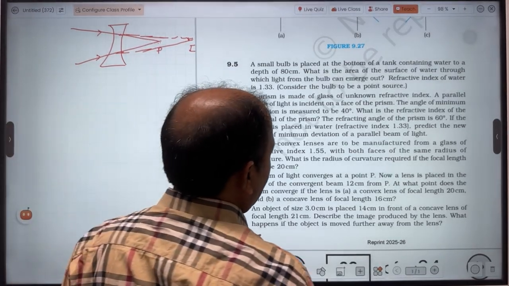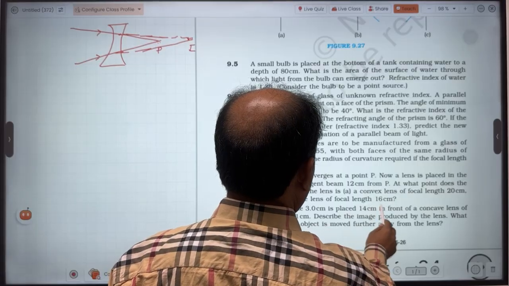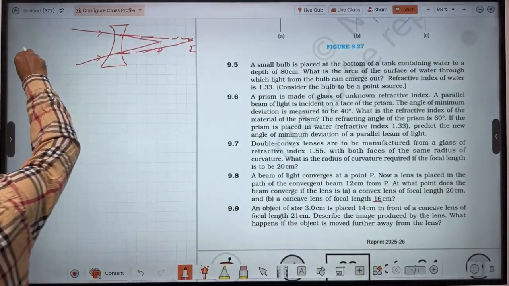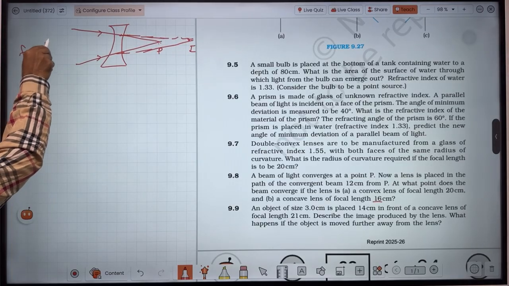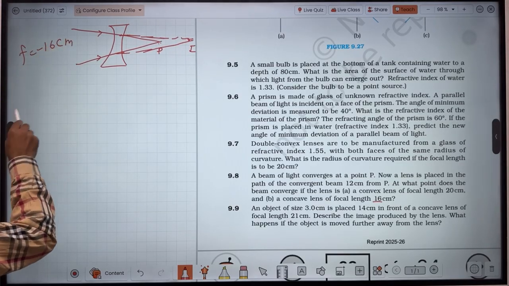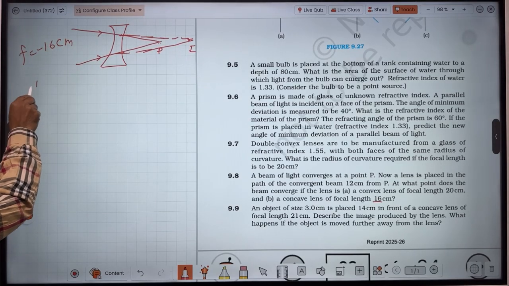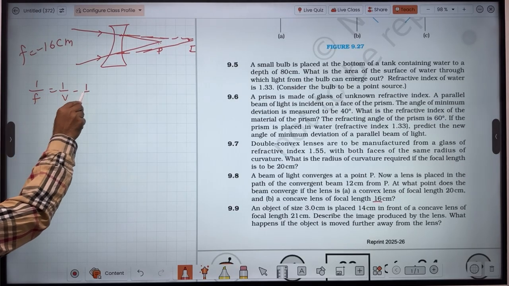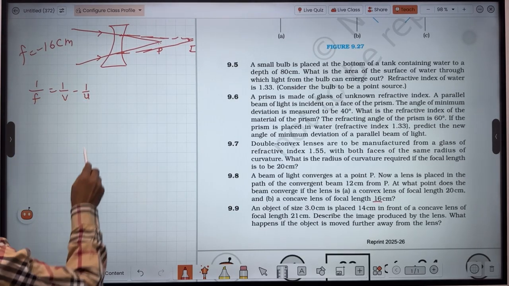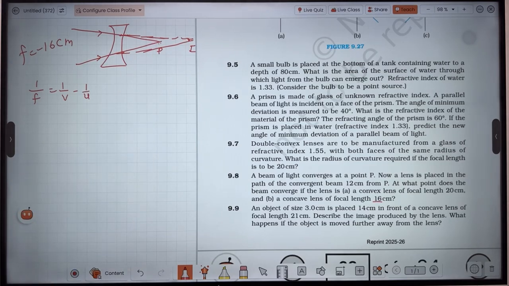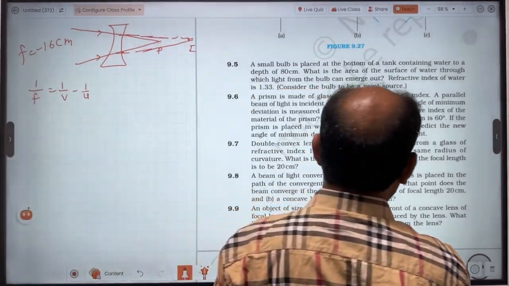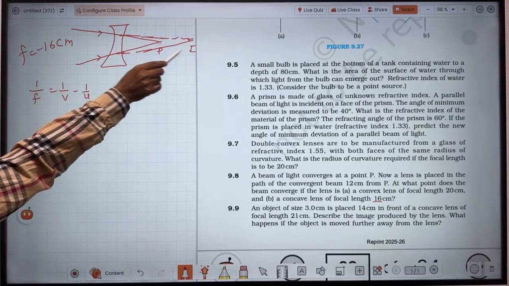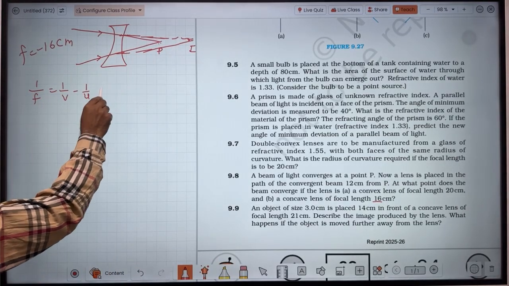So let's consider the information. This time focal length is 16 centimeter and this is concave. So f is given as minus 16 centimeter and we can apply the formula 1 upon f equal to 1 upon v minus 1 upon u, right? And object distance is the same in both the cases. This is 12 centimeters, so u will be positive 12 because it is to the right of the lens.